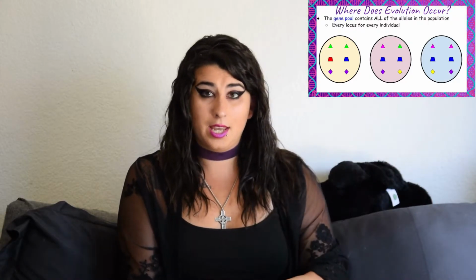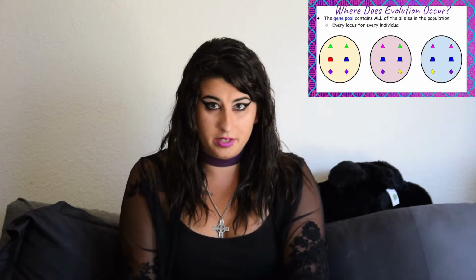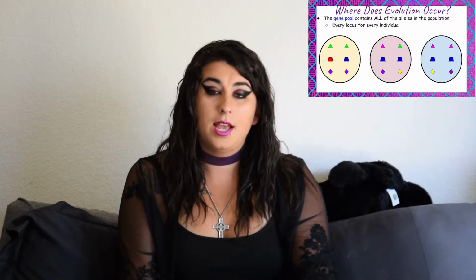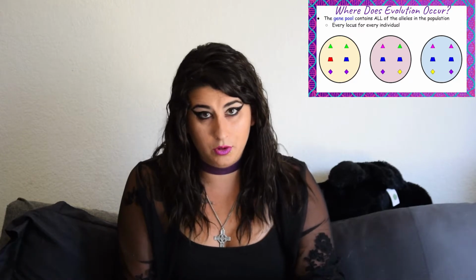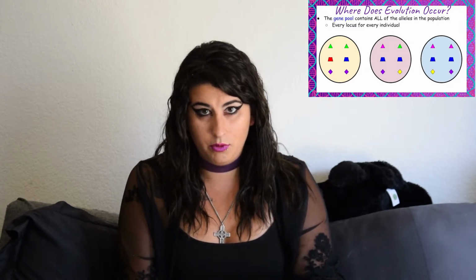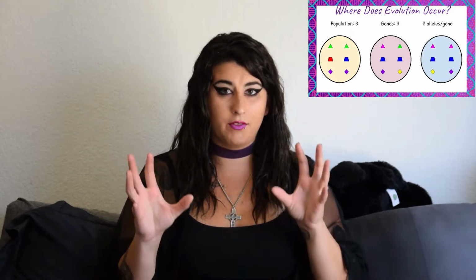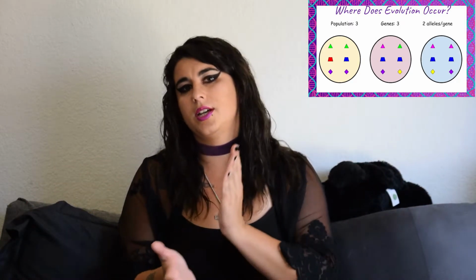And the next thing about the population that we need to understand is what a gene pool is. A gene pool contains all of the alleles in that population. So at every locus, every individual will be represented in the gene pool. Now, the little thing that I've come up with to help you visualize that idea: imagine these three color-coded circles are three individuals of our population. So our population size is 3.